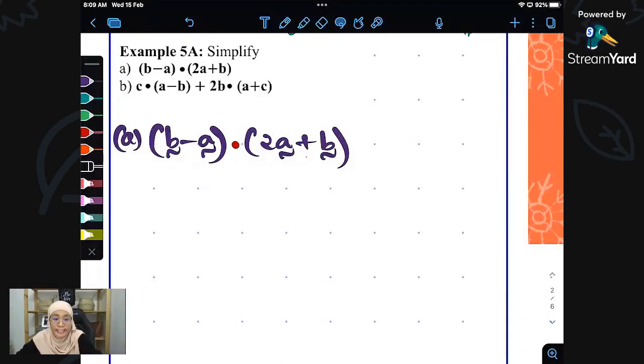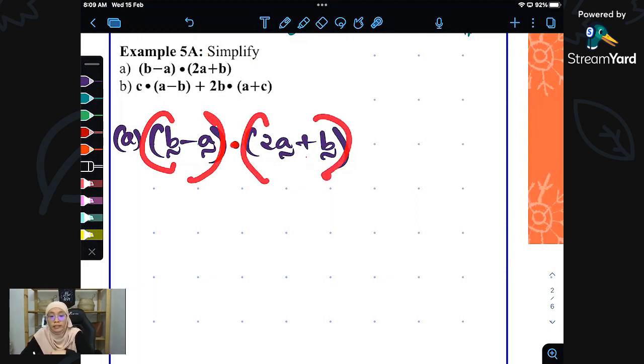Right, let's continue with the next example here, which is simplify question A and question B. So let's start with question A. We have (B vector minus A vector), in brackets, and then dot with another bracket, which is (2 vector plus 2A vector plus B vector). Okay, so let's solve this.